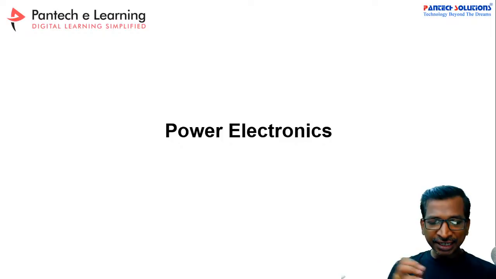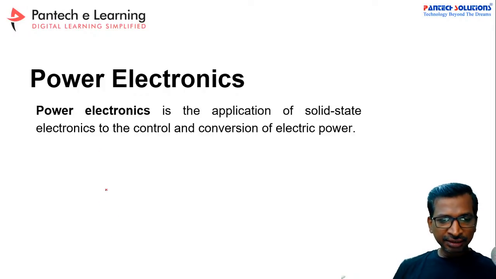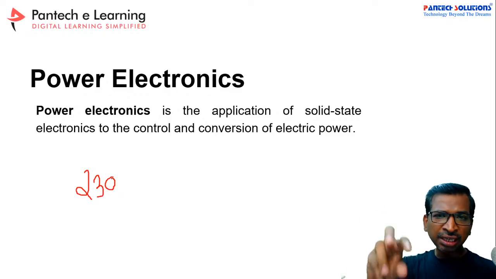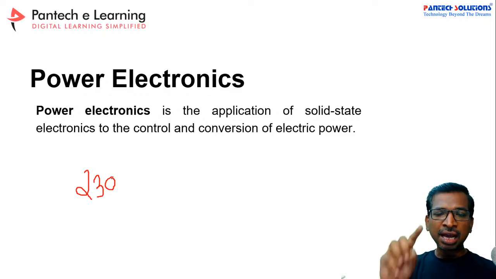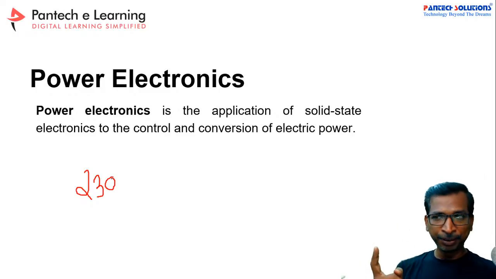So simply you can understand, power electronics is a solid state electronics to control and convert the power. For example, if you are having 230 voltage, right? In your home, the wall socket will be 230 voltage, and your ceiling fan can vary with different speed.